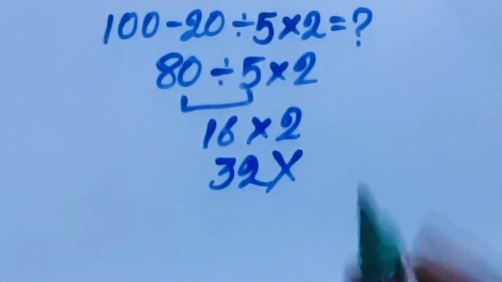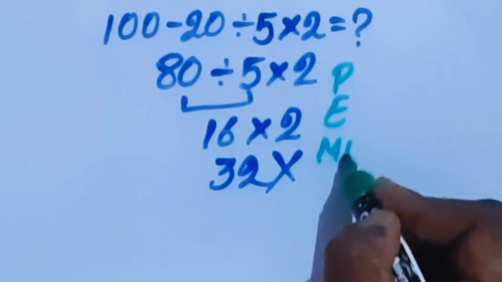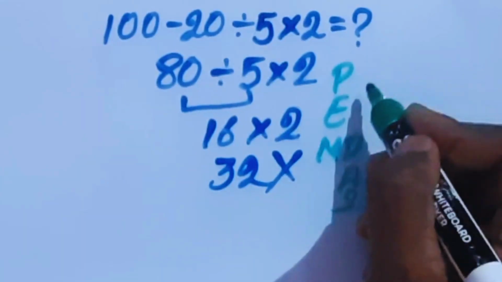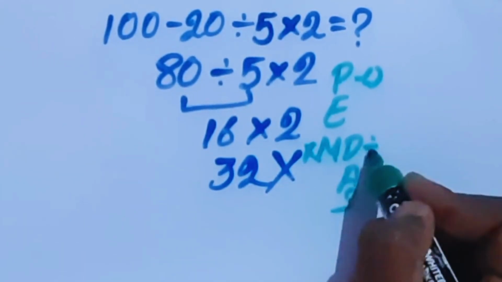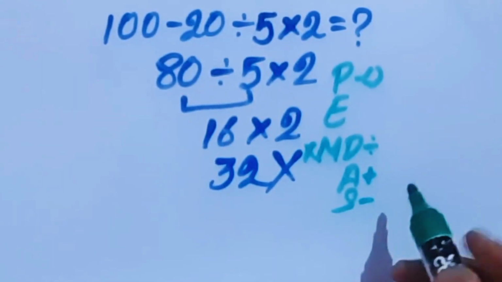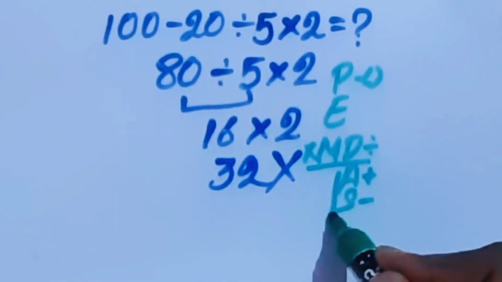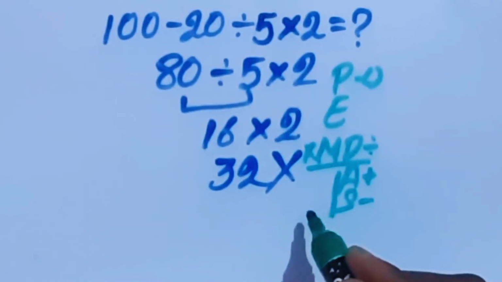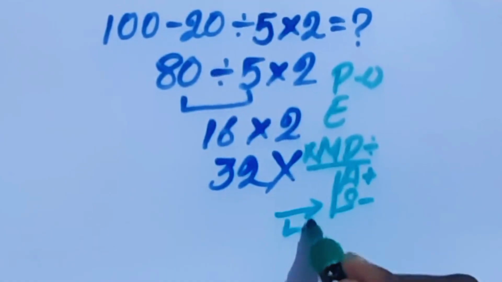Now here we are going to introduce that PEMDAS rule. Here this is a bracket. Here it is multiplication. M stands for multiplication, D stands for division, A stands for addition, S stands for subtraction. Here multiplication and division are equal priority. Also addition and subtraction are equal priority. For this equal priority, we are going to introduce another rule called left to right.